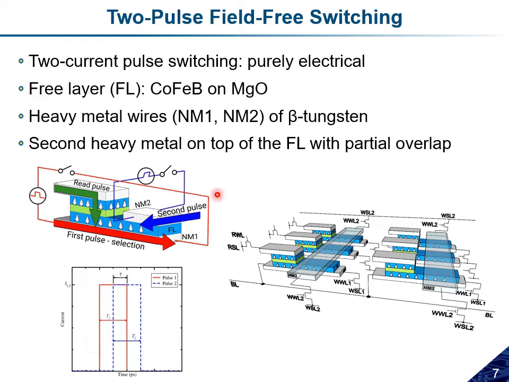Although this second heavy metal wire certainly introduces complexity to the structure, the idea is that such a cell could be integrated in some kind of crossbar architecture like shown here, where this second heavy metal wire could be routed over several cells in a row, which should mitigate the integration problem, although there are certainly technical challenges for realizing such a structure.